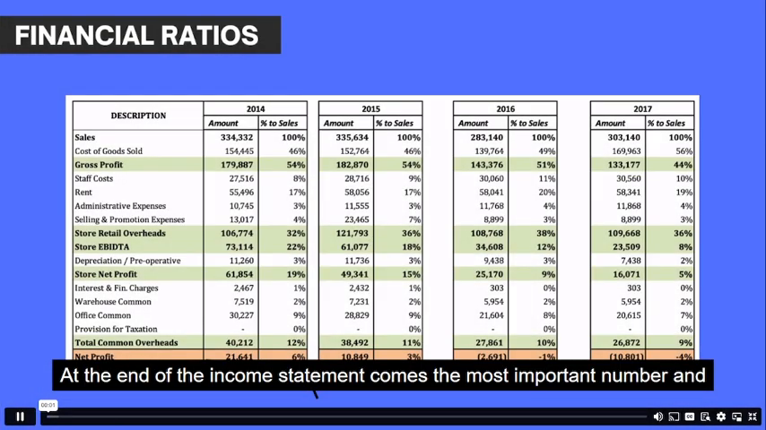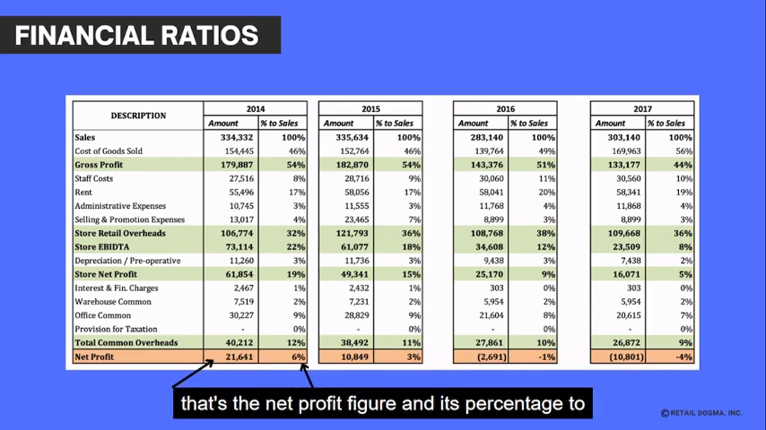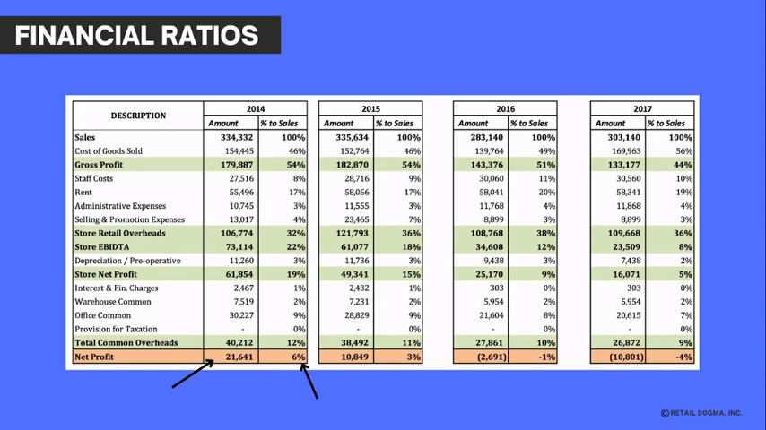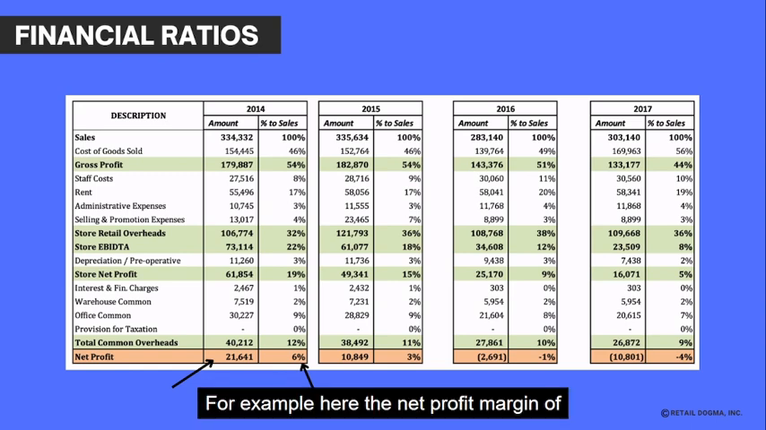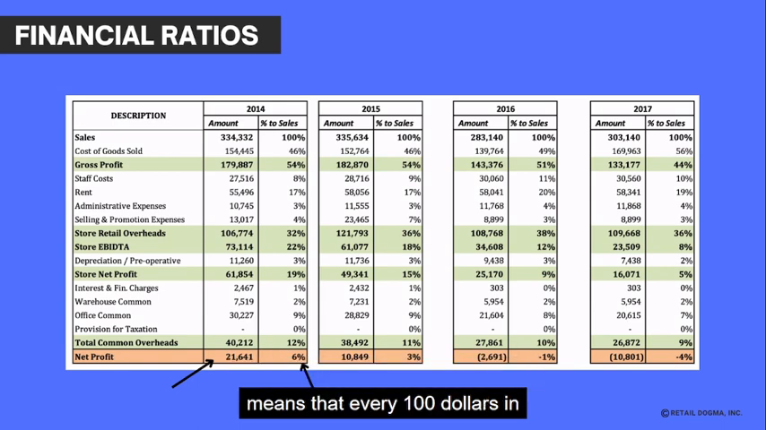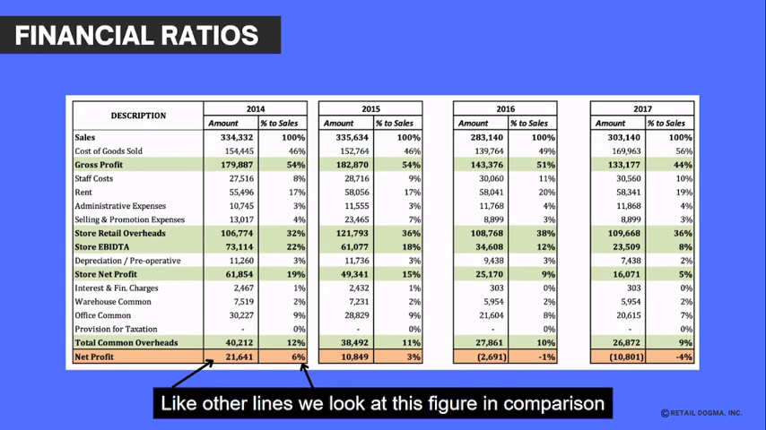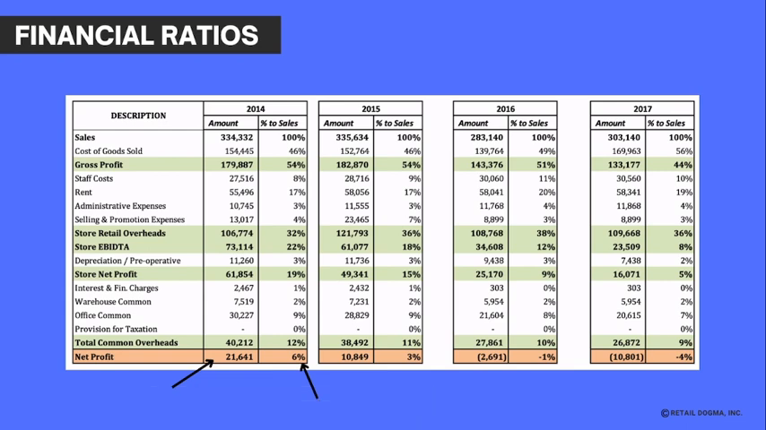At the end of the income statement comes the most important number, and that's the net profit figure and its percentage to sales. For example here, the net profit margin of the business in 2014 was 6%. This means that every $100 in sales generates $6 in net profit. Like other lines, we look at this figure in comparison to the historical figures of the business as well as the industry's benchmark in general to be able to assess it.